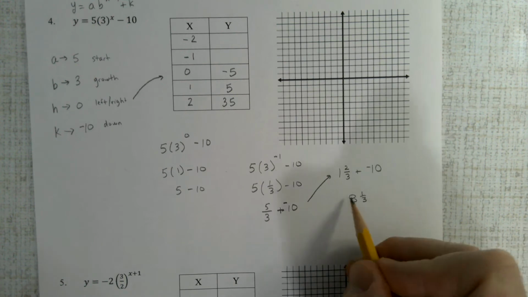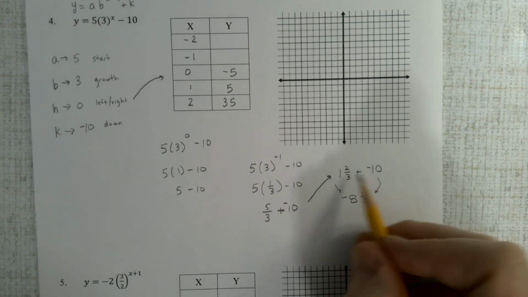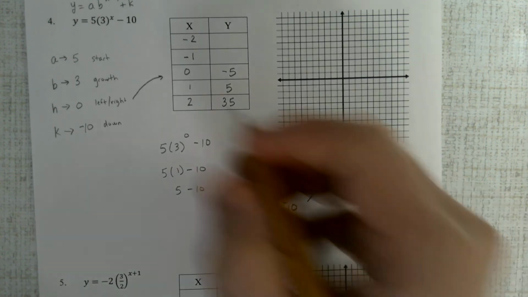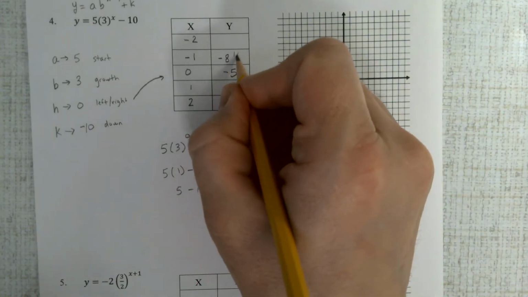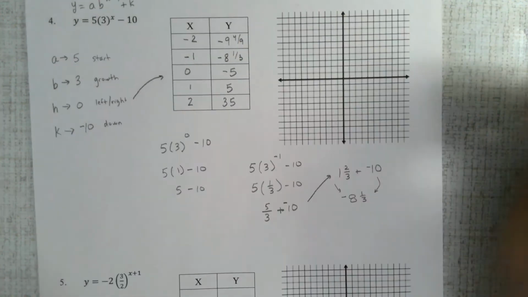Or you can get a common denominator. However you want to go from here to here, computation wise, is up to you, but the answer is negative 8 and 1/3. And negative 9 and 4/9 if you do the math there.